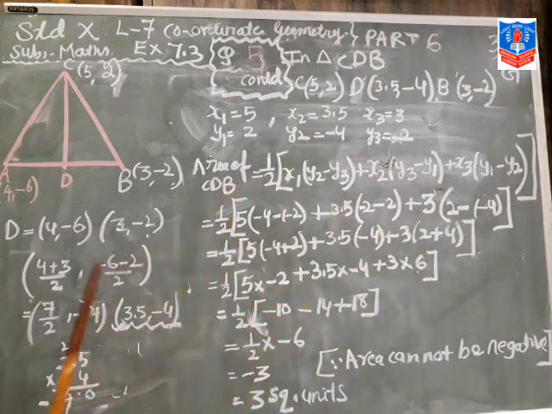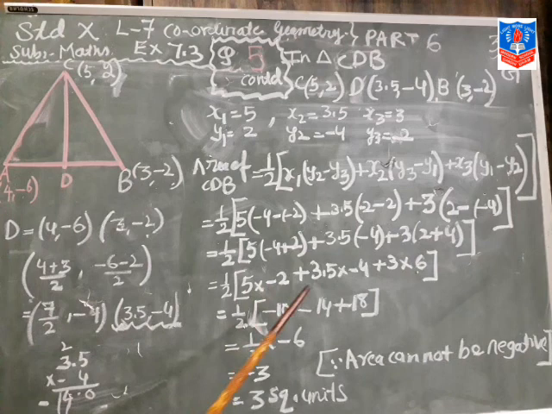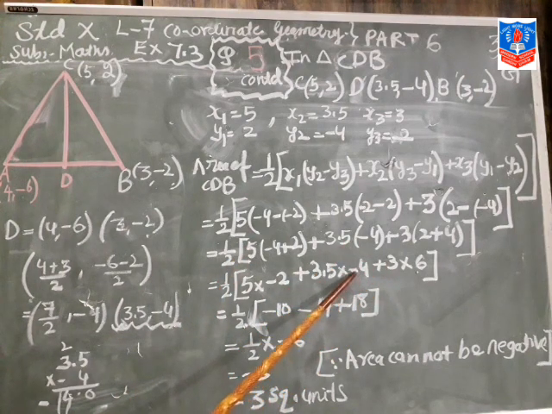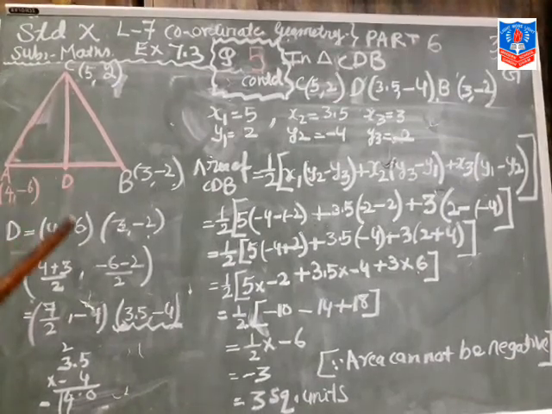Now you can do it directly. Now 5 into minus 2, that is minus 10. 3.5 into minus 4, clear? So 14 is coming. 14 is the answer. Okay. So now we can write minus 14, because here it is minus. 6 3s are 18. So minus 24 plus 18. So now the answer will be minus 6. So here minus 3. So area cannot be negative. We will write 3 square units.